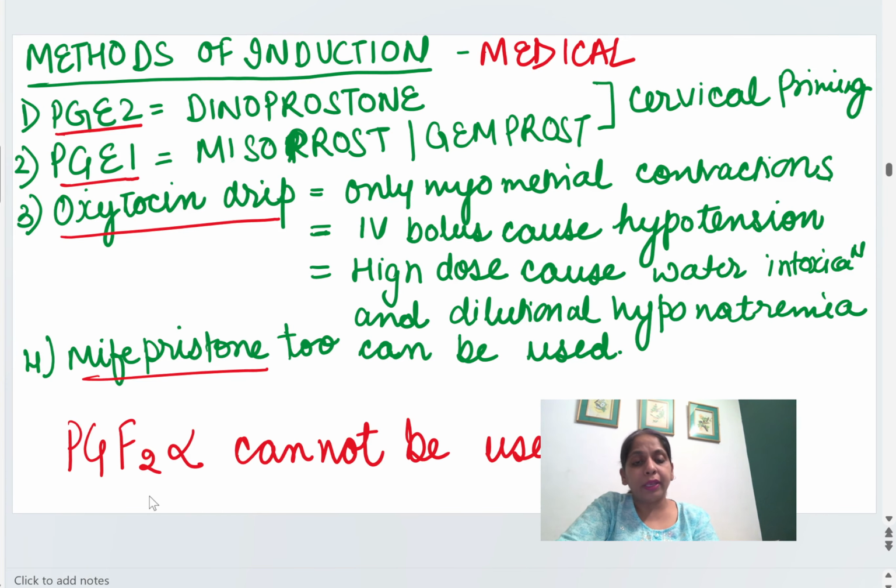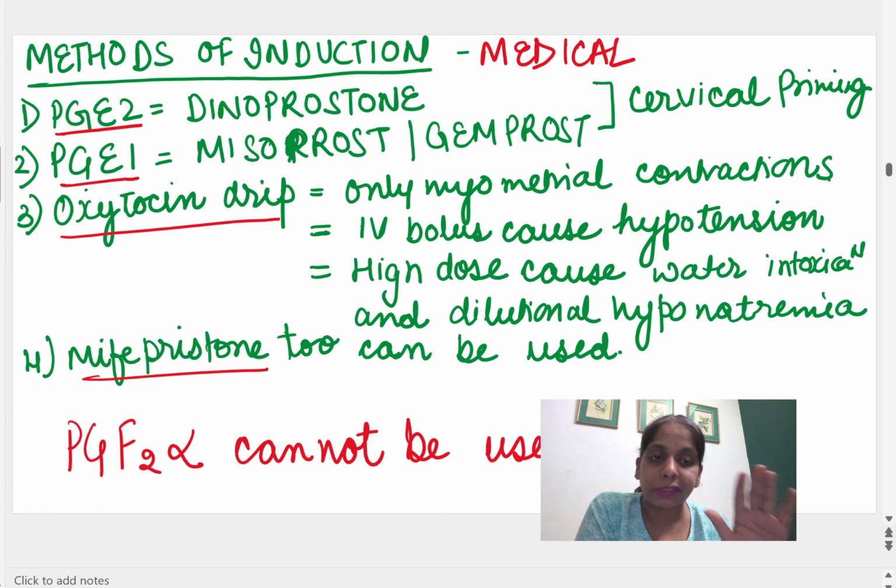Now, how can we induce a patient for labor pains? Either we will give oxytocin drip or we will give prostaglandin. We can give all the prostaglandins, but we cannot give carboprost or PGF2 alpha. What are the induction drugs? Either oxytocin or prostaglandins. In prostaglandin we can give all the prostaglandins except PGF2 alpha.